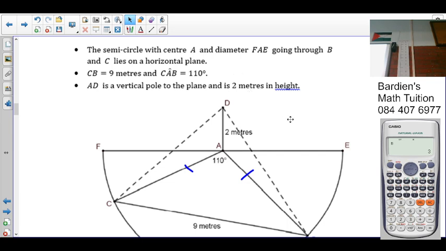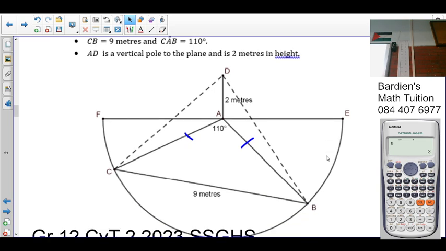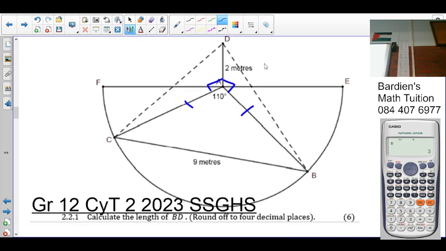Diameter FAE going through B and C lies on a horizontal plane. We are told that CB is 9, then the angle CAB is 110 degrees. We are then told that AD is a vertical pole. People, if that's a vertical pole, then that is 90 degrees. The one is vertical and the other is horizontal. Your vertical pole to the plane is 2 meters in height.